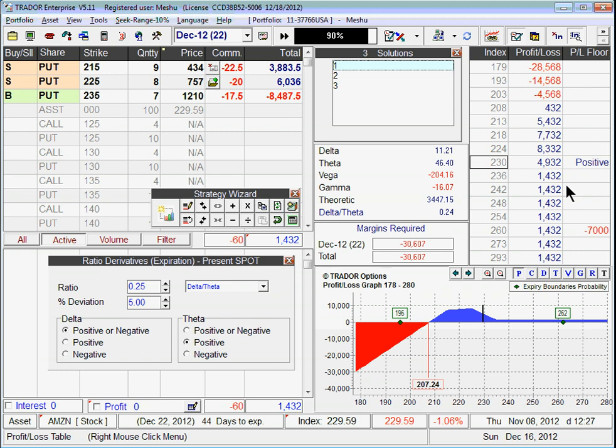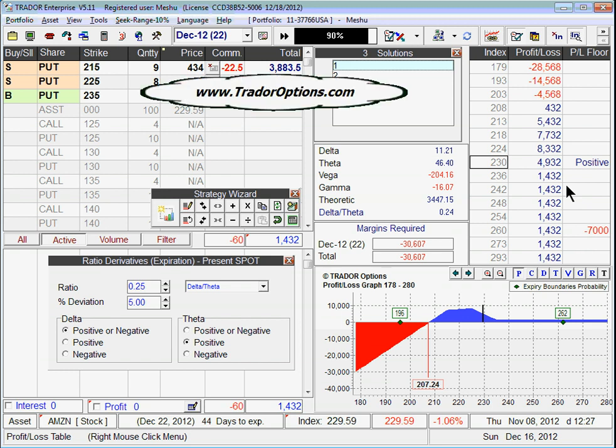In conclusion, Trador's innovative and unique engine algorithms enables creating and maintaining any position, maximizing profits and minimizing losses with just a click of the mouse.